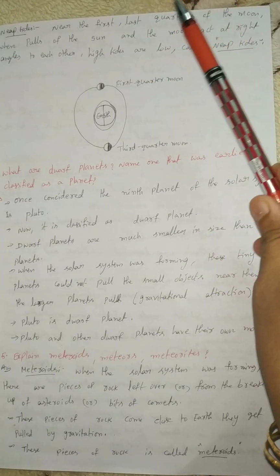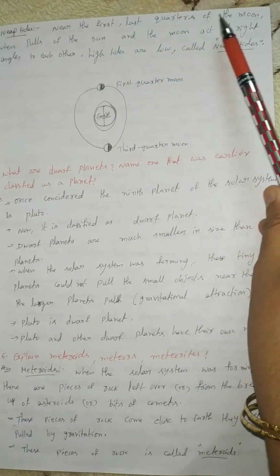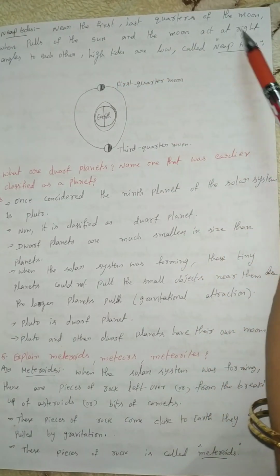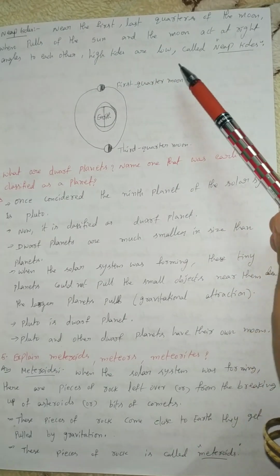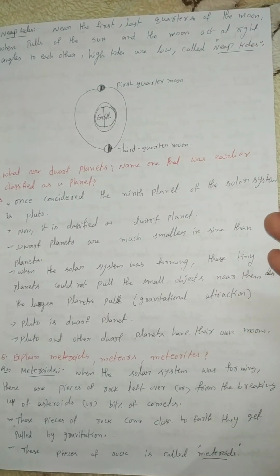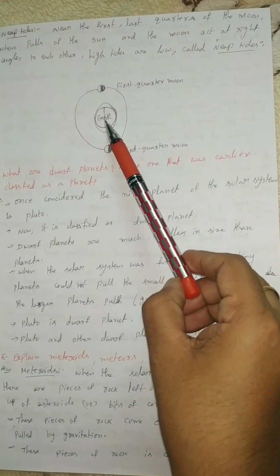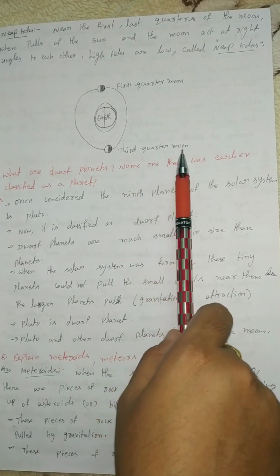Next tides. What are neap tides? Near the first or last quarters of the moon, when pulls of the sun and the moon act at right angles to each other, high tides are low, called neap tides. So this is the earth. This is the first quarter of the moon. This is the third quarter of the moon.